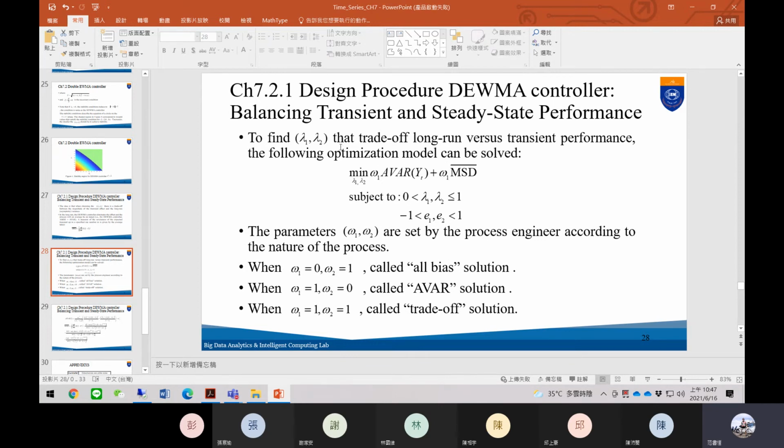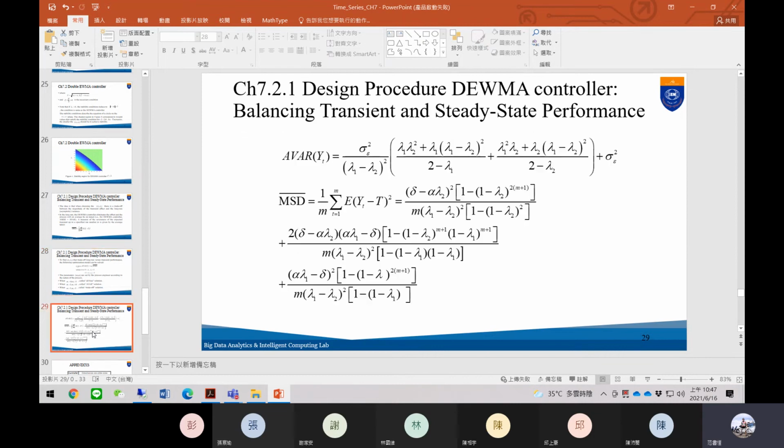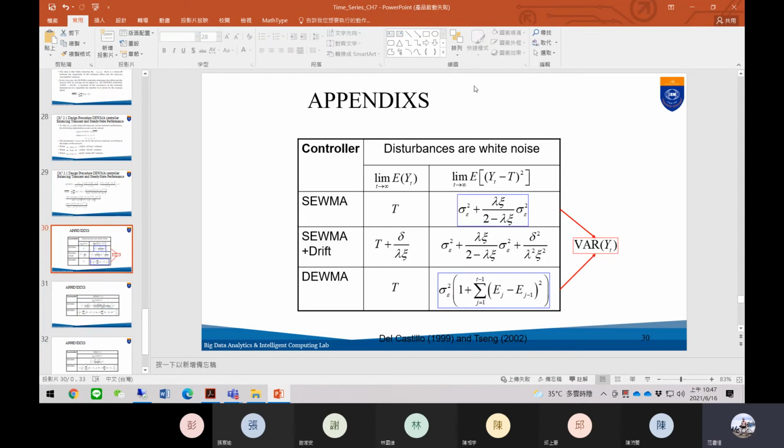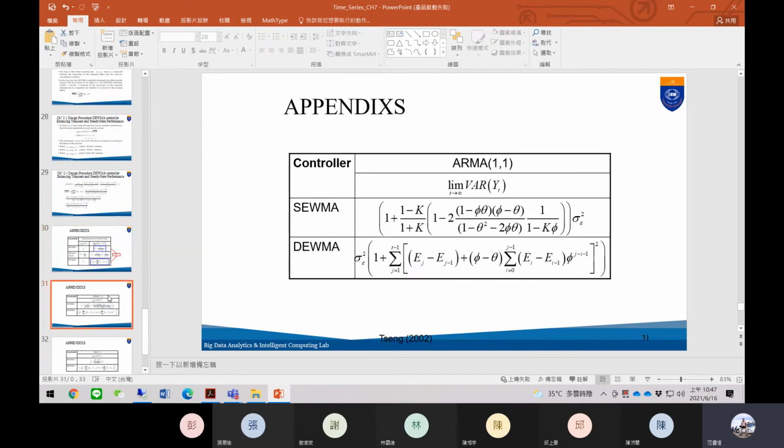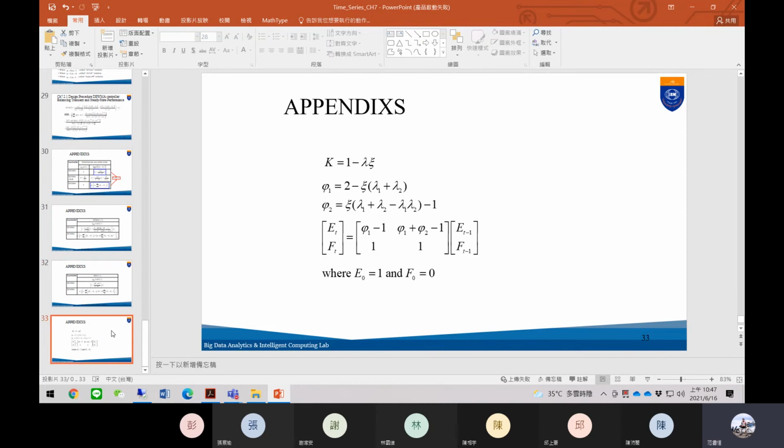How can we solve it? By optimization method. And it just derives some of the average, the variances, the average variances, and then it provides some derivation outcome of those equations.